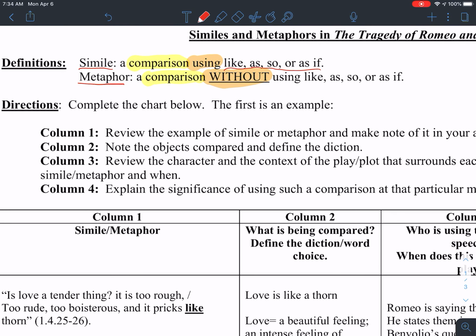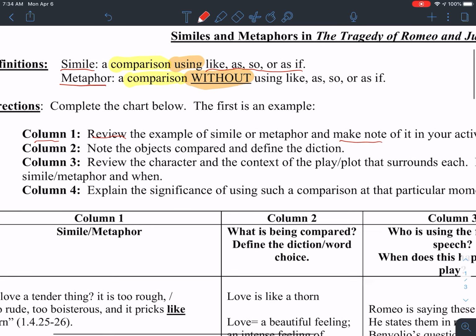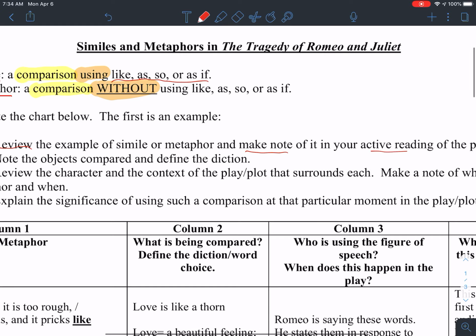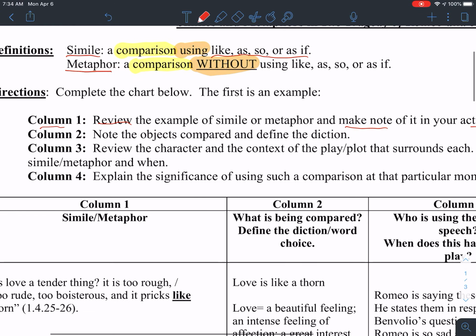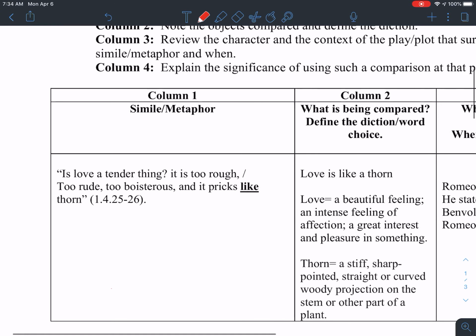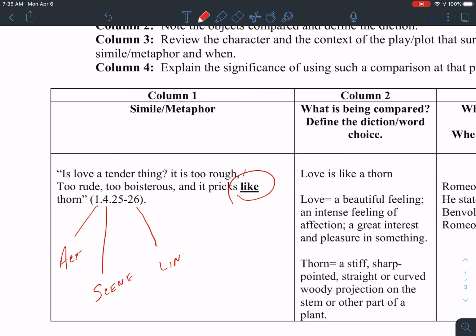Specifically, in column 1, you want to review the example and then make note of it in your active reading. So what that's going to require is that you look over here at column 1, read over the actual simile or metaphor. In this case, it's a simile. But then you need to go back to your active reading and look at Act 1, Scene 4, and because it is poetry, the line numbers.